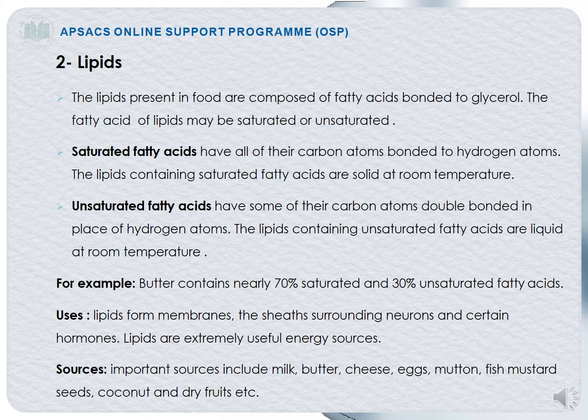Okay. The second component of human food is the lipids. Now lipids in food are in the form of fatty acids that are bonded to glycerol. Now these fatty acids are of two types. They may be saturated or they may be unsaturated. If we are talking about the saturated fatty acids, the structure of the saturated fatty acid is such that each carbon is bonded to hydrogen atoms. It is totally bonded to hydrogen atoms.